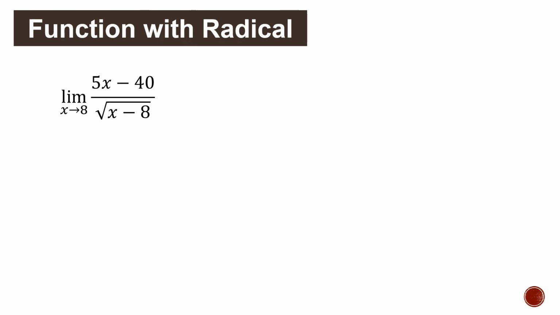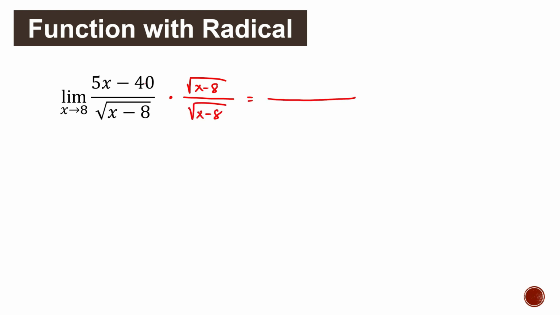Okay, so here we have a function with a radical. Again, if you just plug in that 8 to x, this will be undefined, so we cannot do that. What we will do here is rationalize. That means we need to multiply both the numerator and the denominator by the square root of x minus 8.